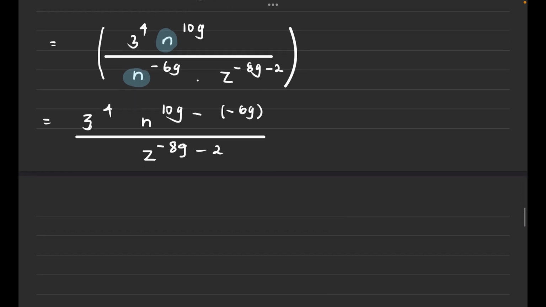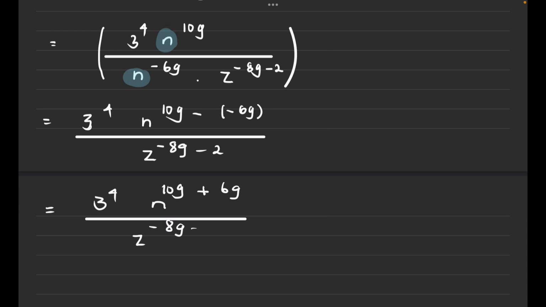Okay, guys, so now applying the quotient rule here, 3 to the 4, and then 10g minus minus 6g. What does that actually mean? It's going to be 10g plus now 6g. I'm dividing everything by z to the minus 8g minus 2.